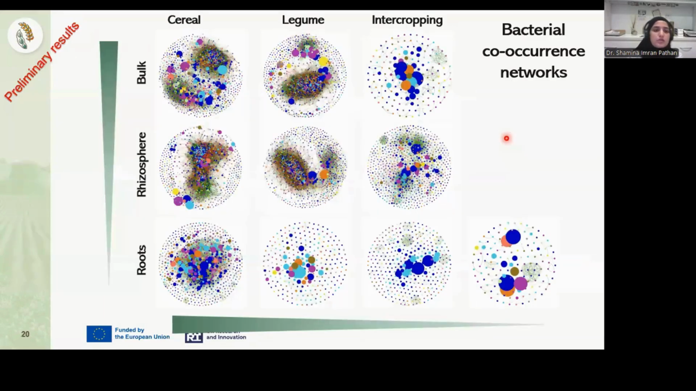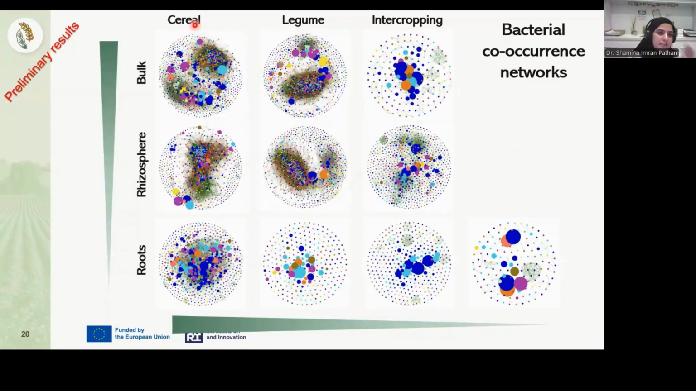We also looked into the co-occurrence networks. These are the networks for the bacterial community. You can see that, obviously, from bulk to roots the complexity of the networks is decreasing, but we also found that the complexity of these networks is decreasing from cereal to intercropping.